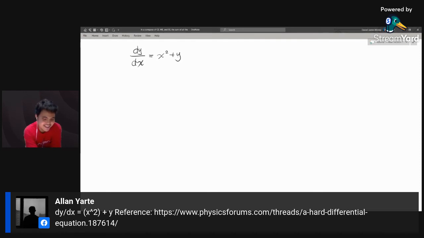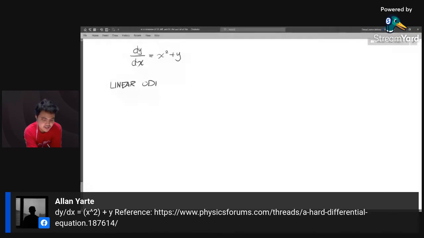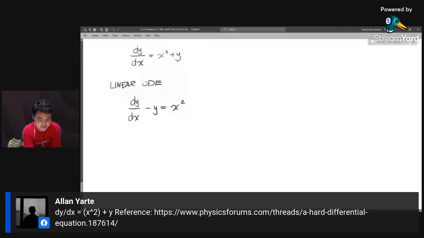Clickbait chart. So, it looks like a linear ordinary differential equation to me. No? Linear ODE siya. So we can siguro transpose y to the left-hand side. dy/dx minus y is equal to x squared. Okay? Baka daw may mas madali. Ito nga. Mukha naman siyang linear ODE talaga.